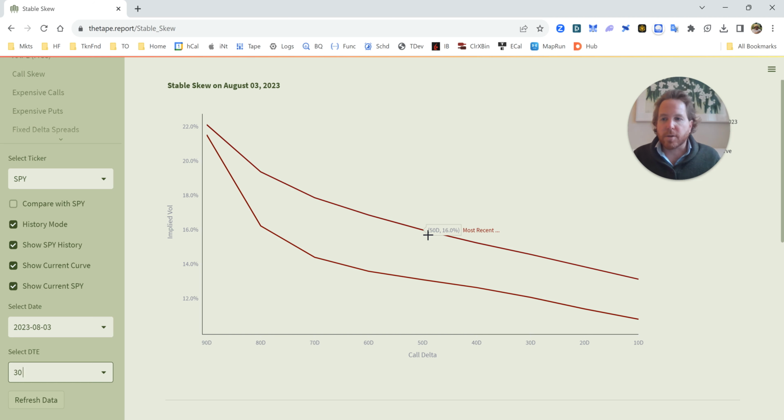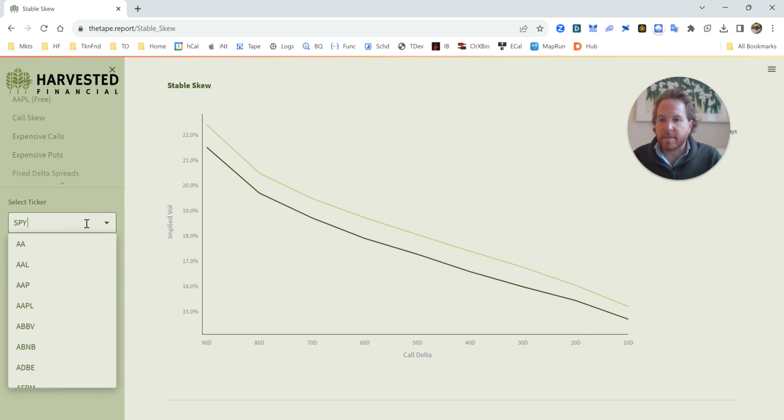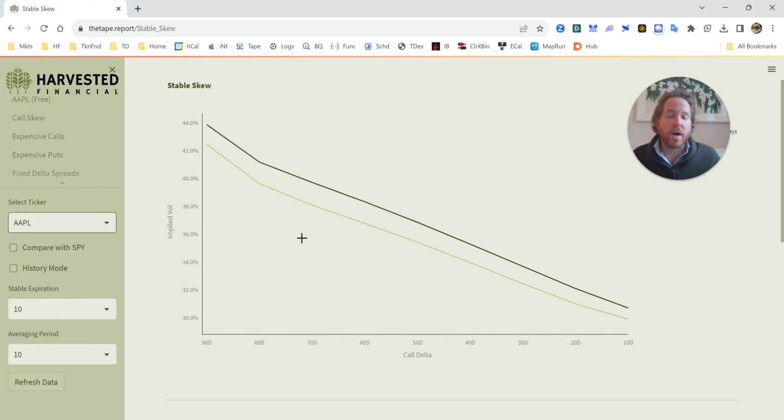The other way you can use StableSkew, getting out of history mode, is going back and seeing how something's priced relative to the opportunities and why that's alerting. If I saw a downside getting bid up in Apple for some reason, I might look at the curve and see how much it really is, or see how much it's moving compared to SPY. So all of this kind of loops into that whole opportunity process.